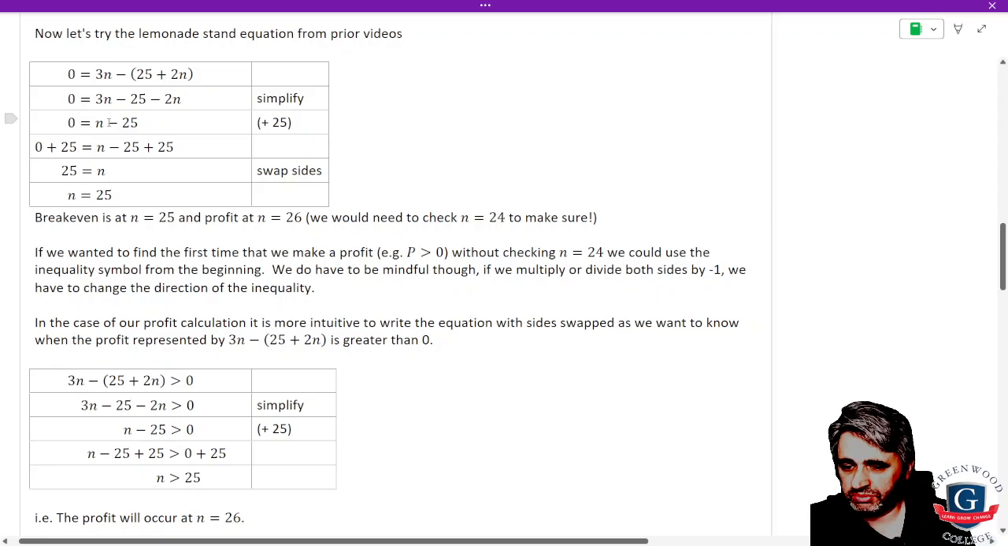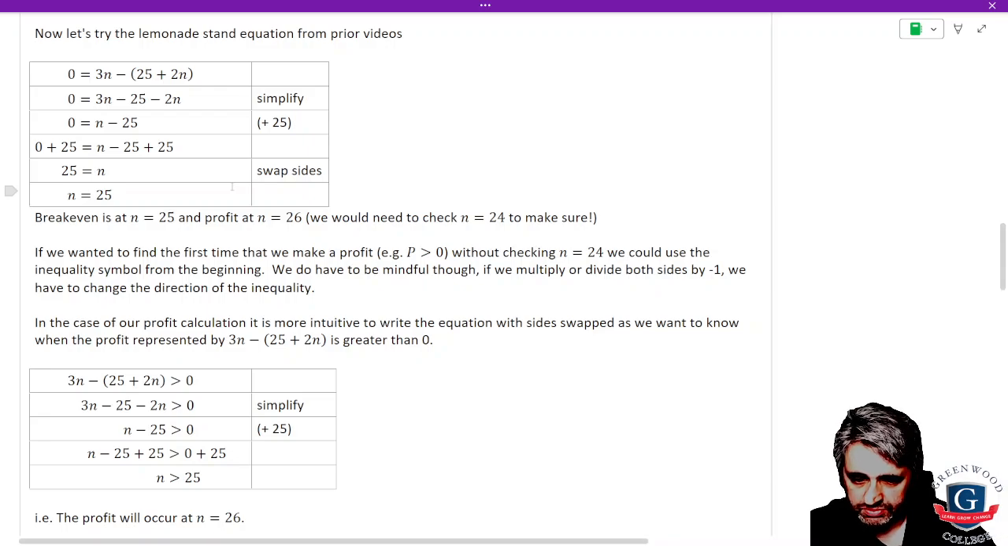If we wanted to eliminate the 25, and we'll see in a minute why we do that, we add 25 to both sides. 25 minus 25 will be 0, and we're left with n equals 25. But the n's not on the left-hand side yet, so the easiest thing to do is just swap the sides, and we find out that n equals 25, as we did in the guess and check model.